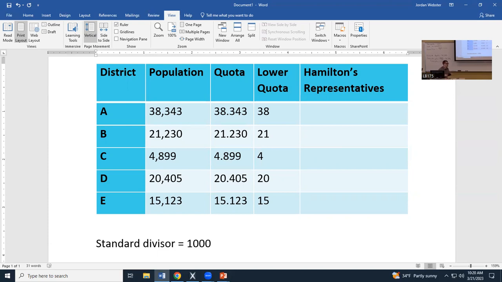Everybody see that? I just lop off the decimal parts. Now, what we're going to start doing is we're going to guarantee A, therefore, has 38 representatives. We're going to guarantee B has 21 representatives. We're going to guarantee C has 4 representatives. We're going to guarantee D has 20 representatives. And we're going to guarantee E has 15 representatives. If I add those all up, we have 98 total as the lower quotas. Does that make sense?